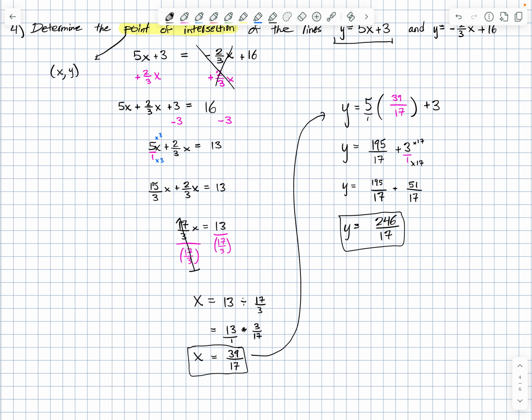And at the end of the day, I just found my point of intersection, POI, is equal to 39 over 17, comma, 246 over 17. So folks, I hope you can understand. Another thing here is if we put this in our calculator, 39 divided by 17, we would have gotten like 2.29 and then a lot of decimals. But if I gave the answer for x as 2.29 and I did all this math using that, I would not have gotten 246 over 17. I would have gotten a different answer. It would have been close, but that's why we like fractions for working with this stuff, because it gives us an exact answer. So this is exact.